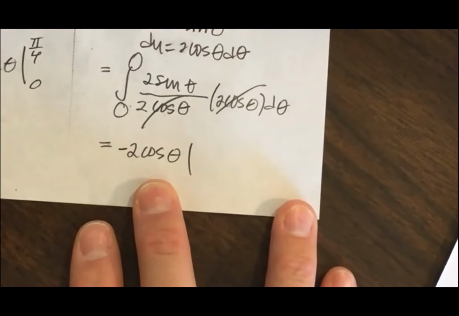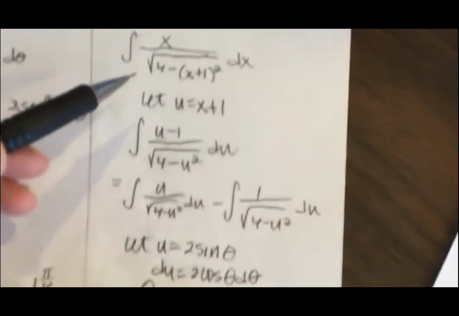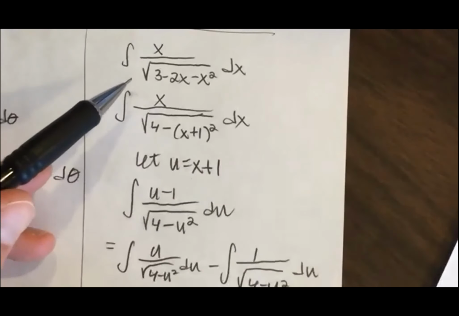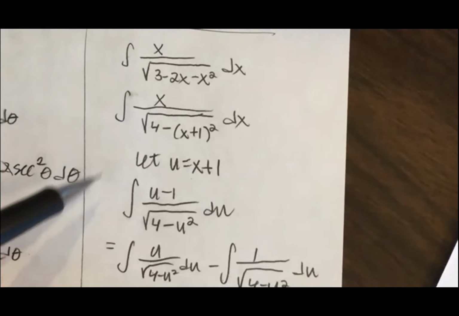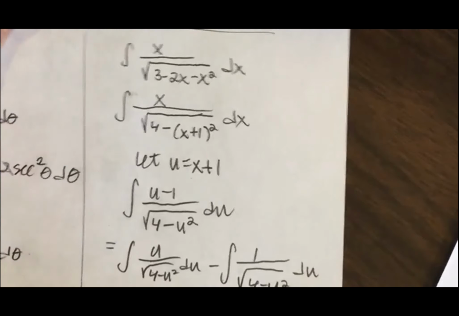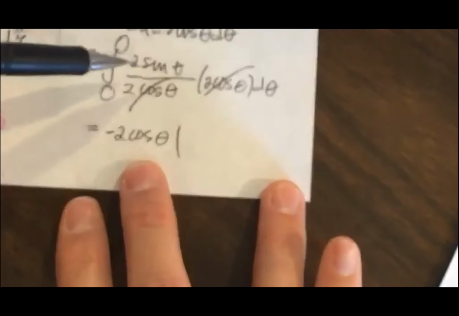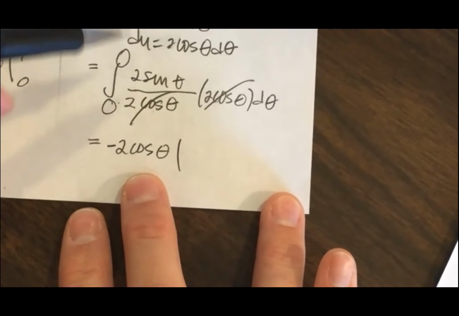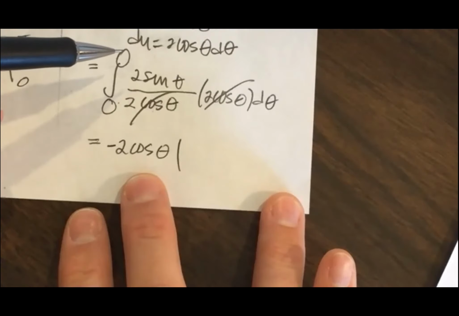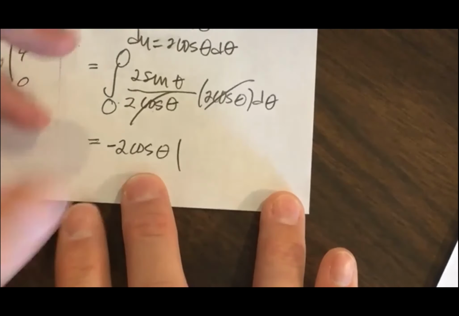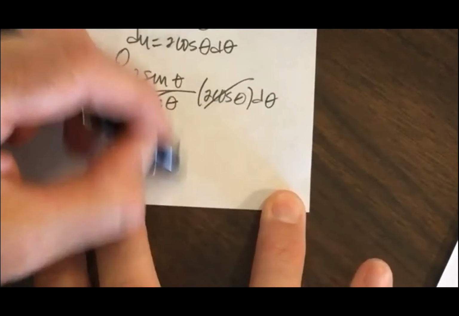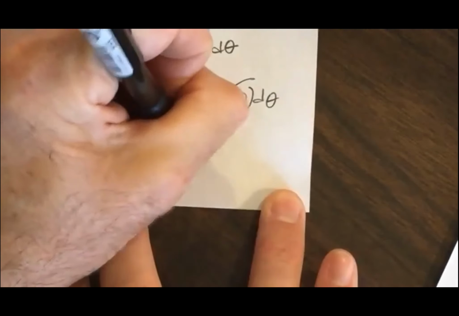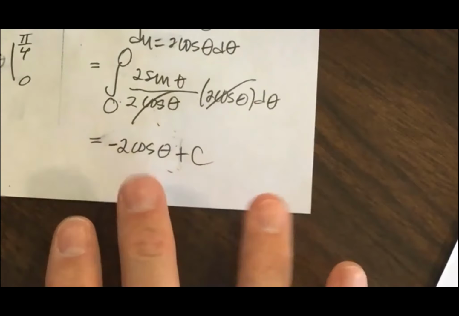Now I don't know what these limits were, right? If there were limits, they were in terms of x, way back up here. Then you switched them to u's, then you switched them to thetas. So these would have to be plugged in terms of thetas, or you'd have to go all the way back to x before you plug them in. Does that make sense? Fortunately for us, it was an indefinite integral, and we could just add a plus c and call it good.